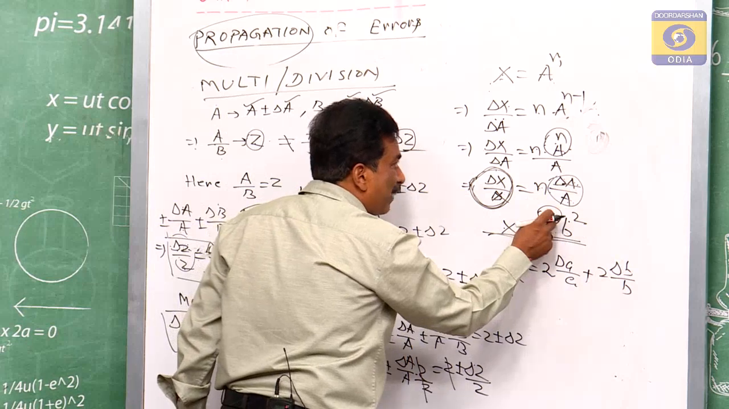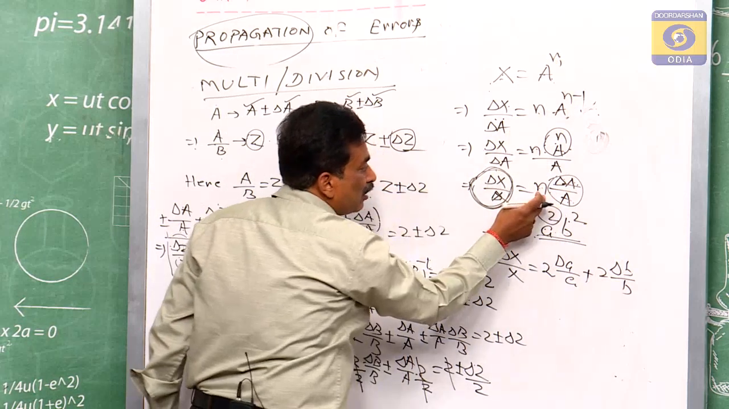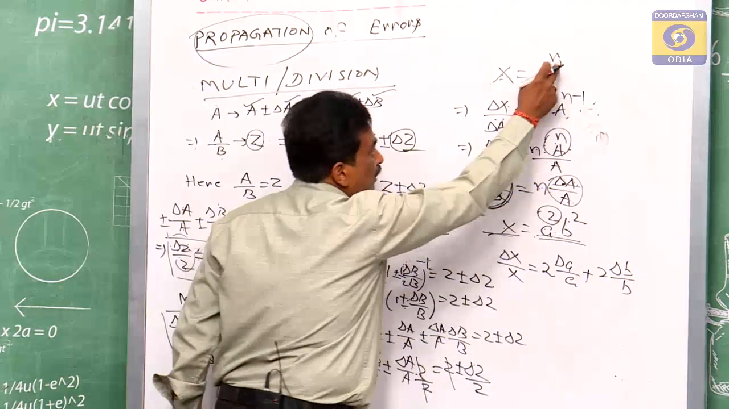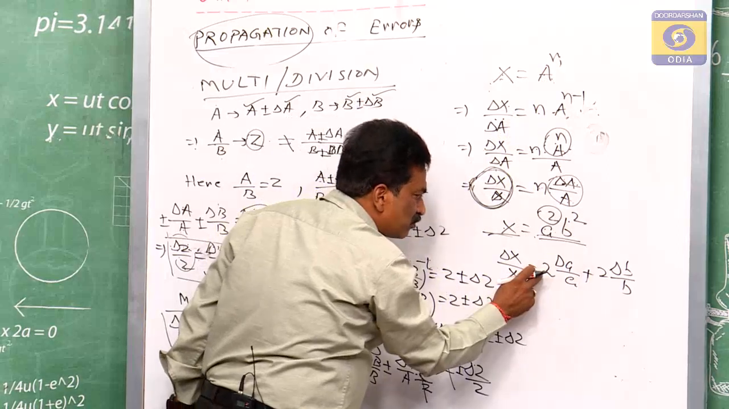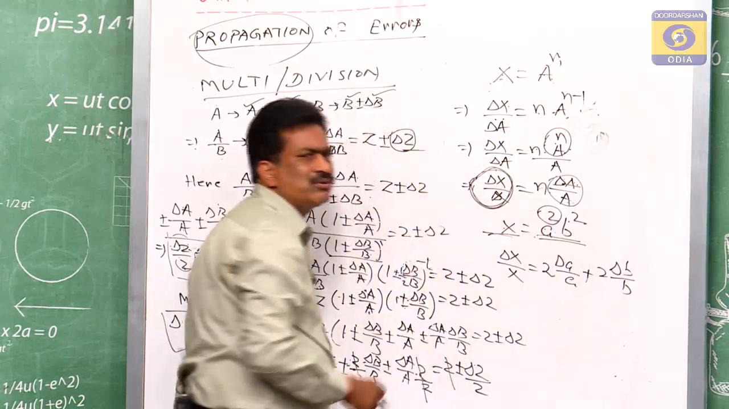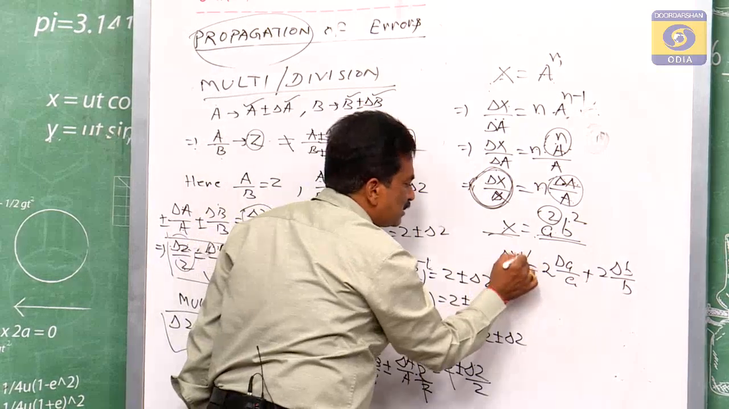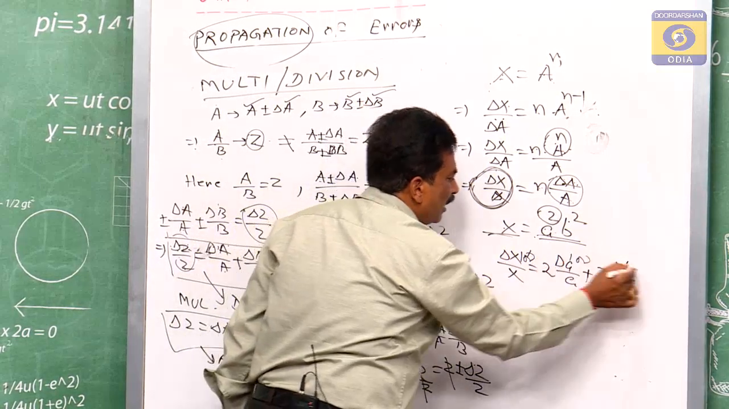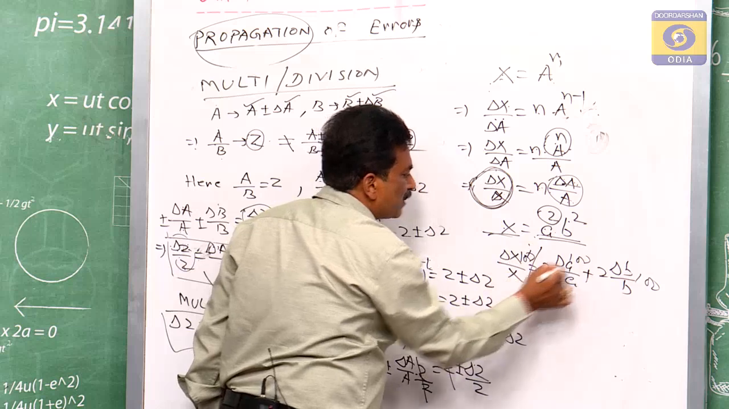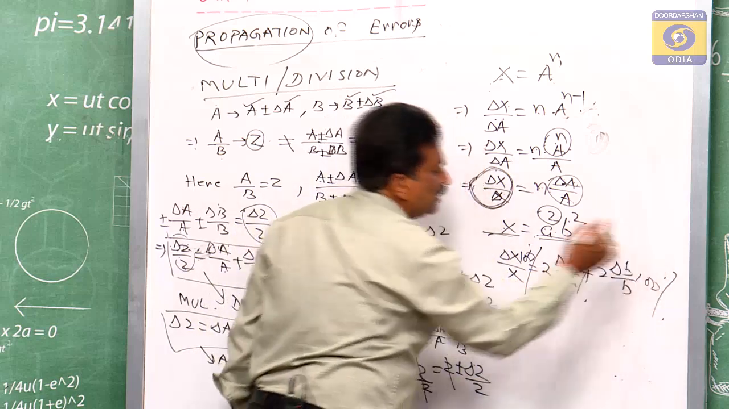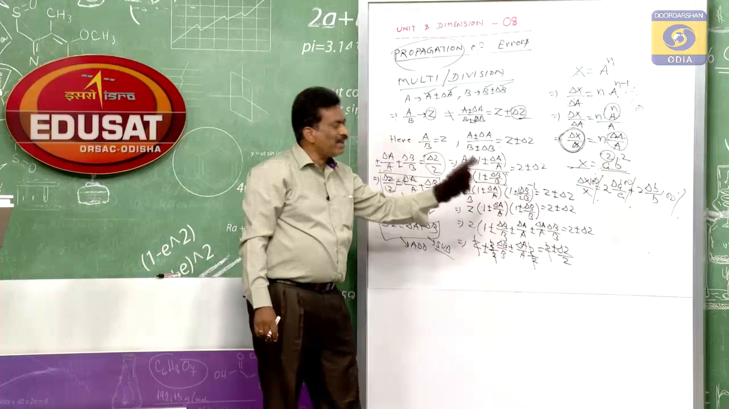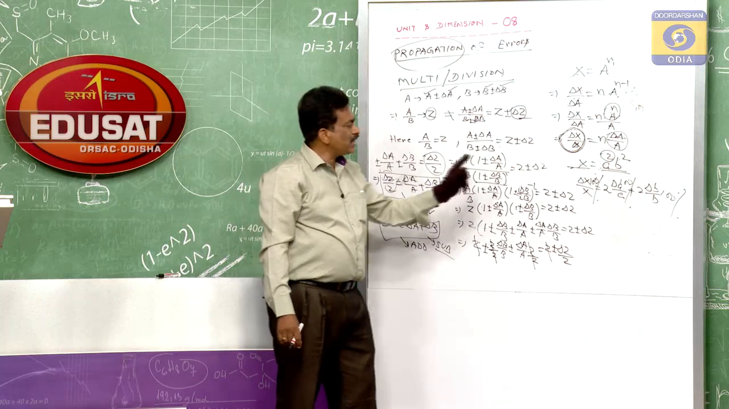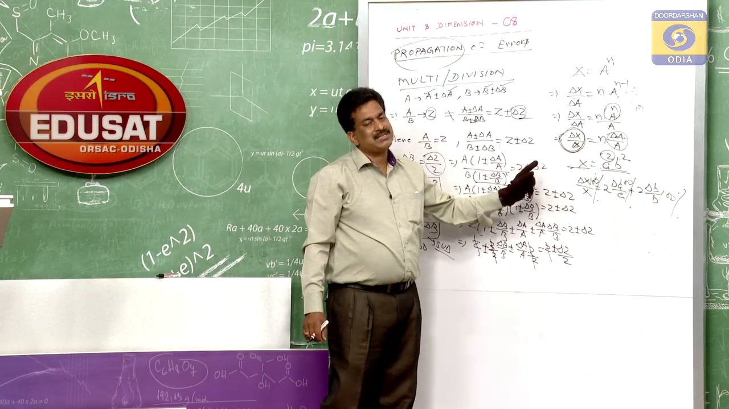But though it is in the power, when it is in the power, the power comes out as a multiplying factor. Since this power is 2, this 2 comes out. And if you multiply with 100, then this is the percentage. This is very important for JEE or medical entrance examinations.